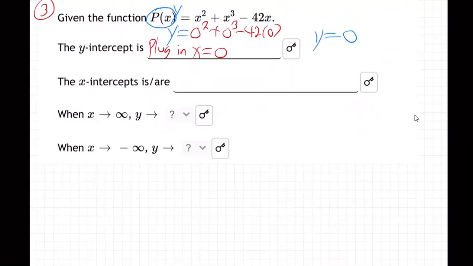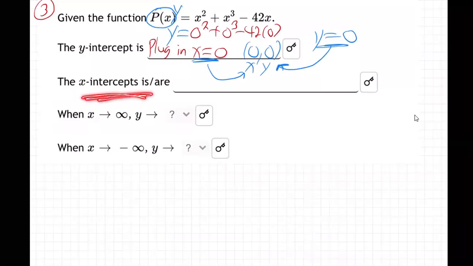Now, for a y-intercept point, they want both the x and the y, so the answer is going to be 0, 0. How did I get that? Well, we plugged in x is 0, so your x is 0, and y came out 0. So the actual intercept point is 0, 0. They want an actual point there, which means two numbers with a comma in the parentheses, the x and the y.